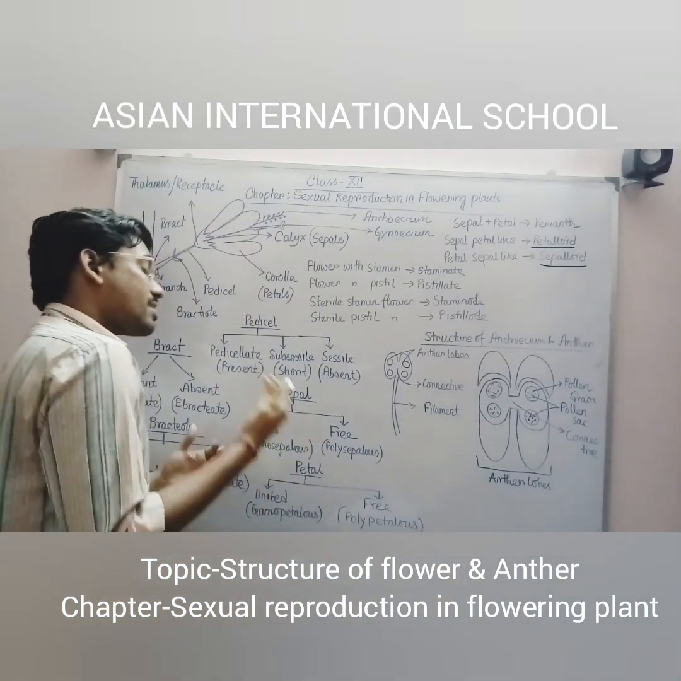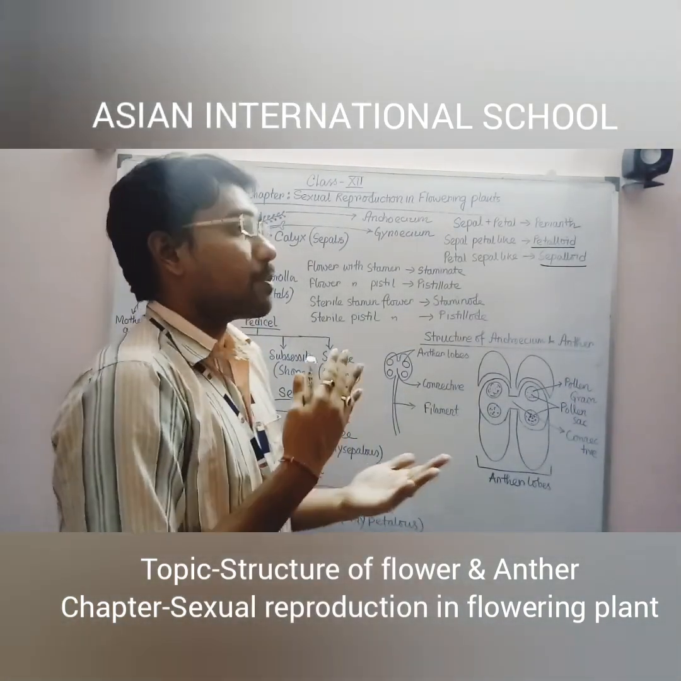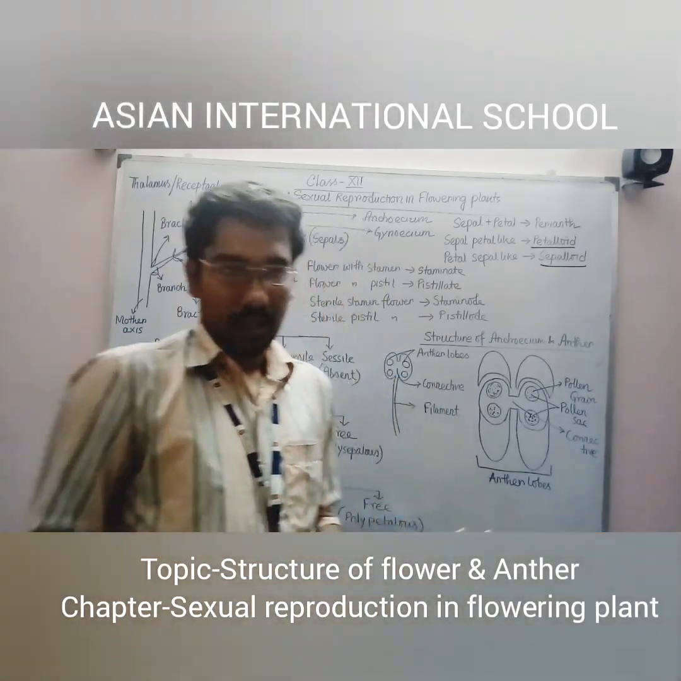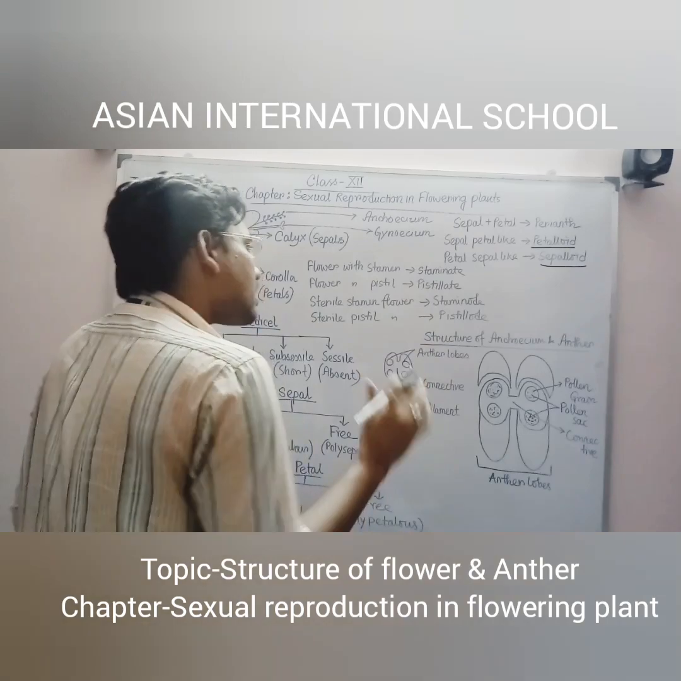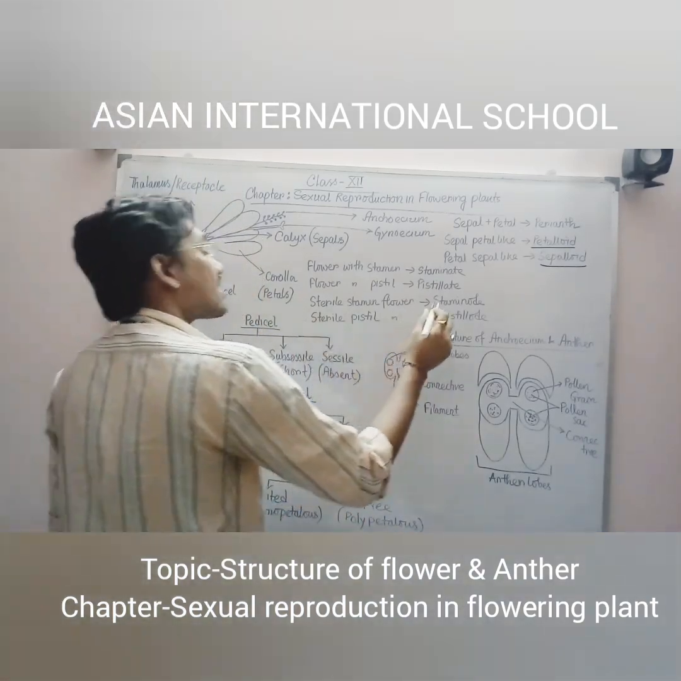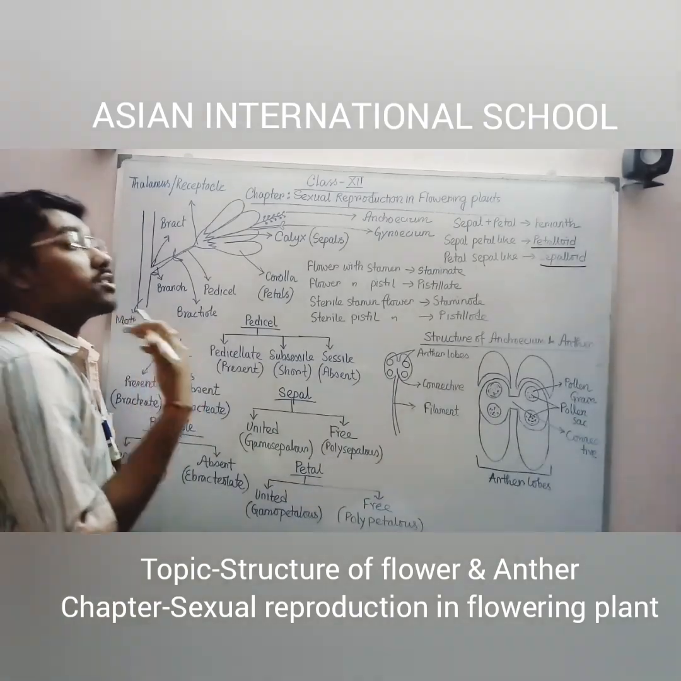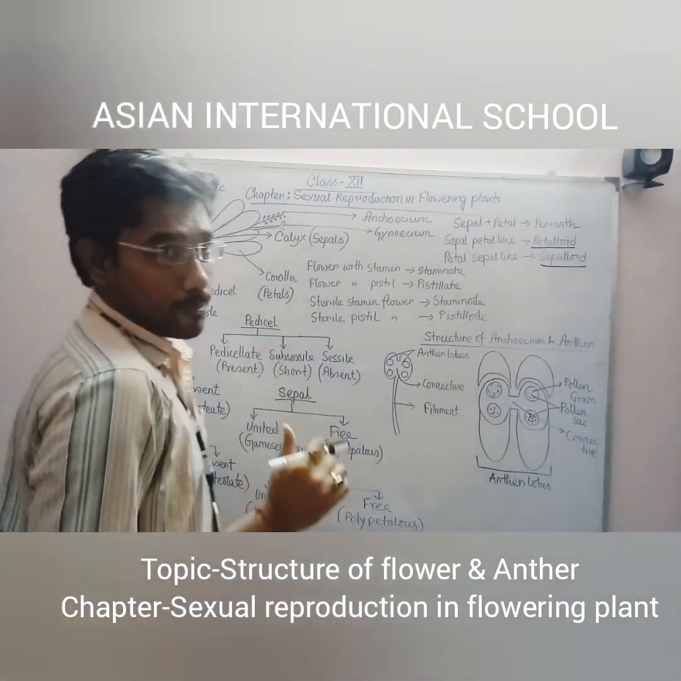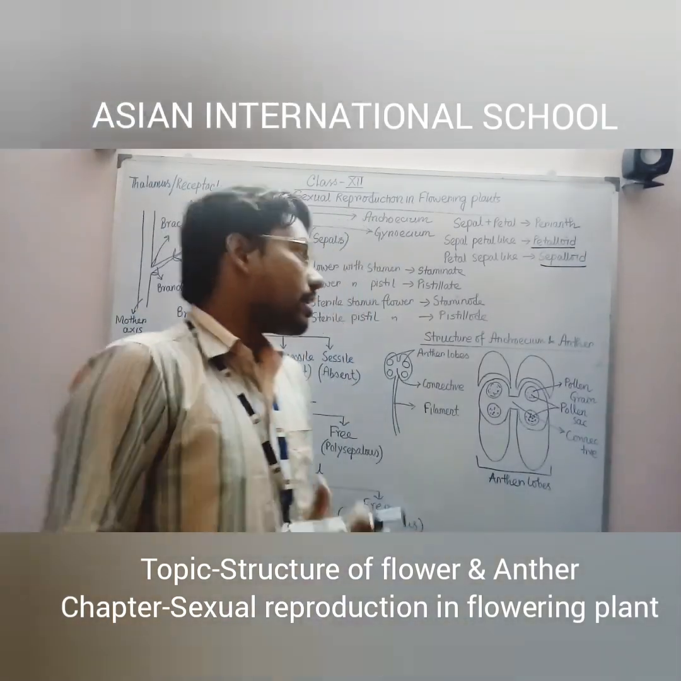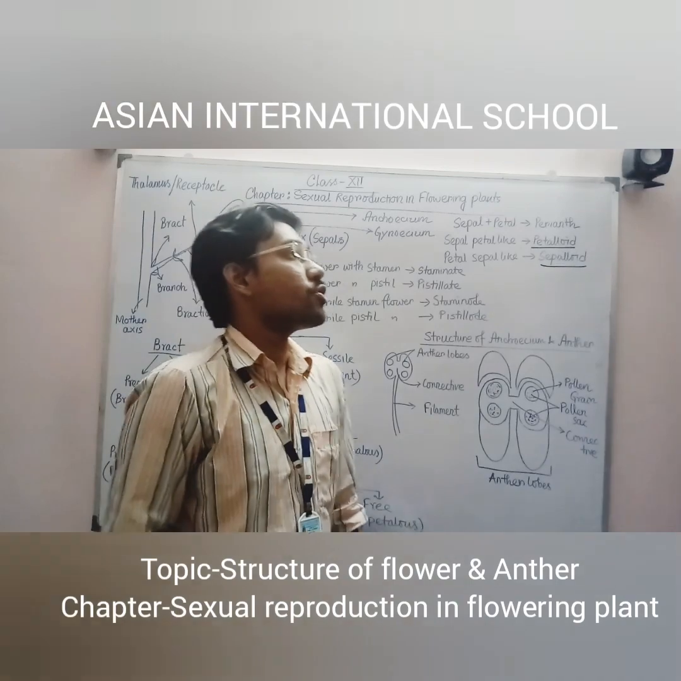So staminate means the stamen is present only, the pistil is not present, and pistillate means the pistil is present, the stamen is not present. Next, sterile stamen. If any flower contains a sterile stamen, that flower will be known as a staminode flower. It's not staminate, in that case it will be staminode. And if any flower contains a sterile pistil, or sterile carpel, or sterile gynoecium, then that flower is commonly known as pistillode. So always keep these points in your mind.